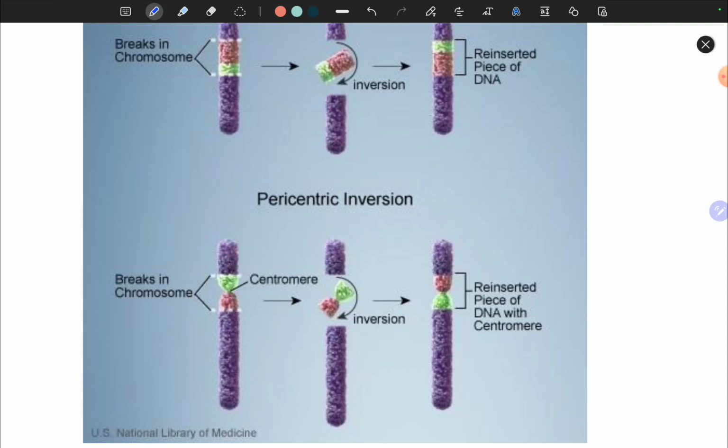How can we find them? Usually we can find them with FISH or spectral karyotyping or other methods. There are other methods that can find these inversions.